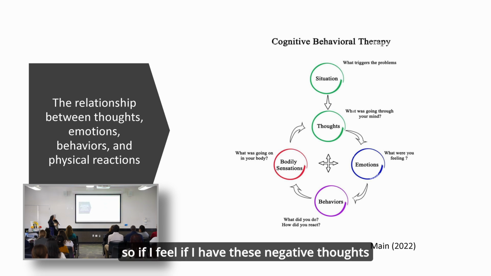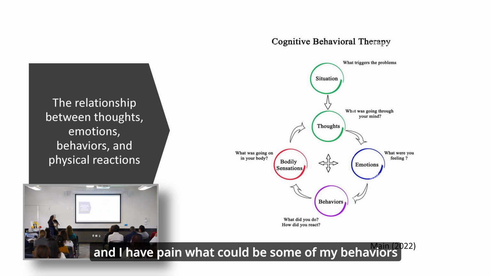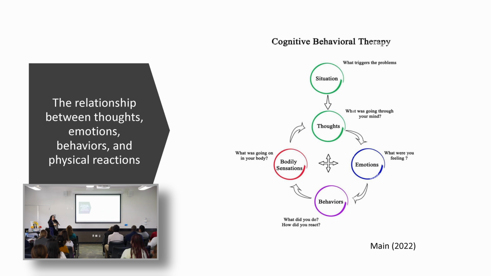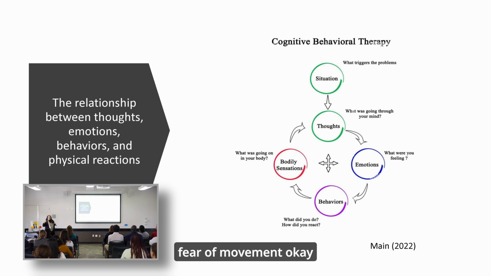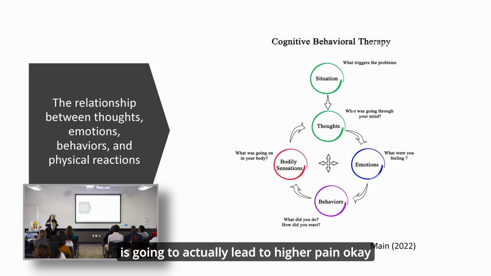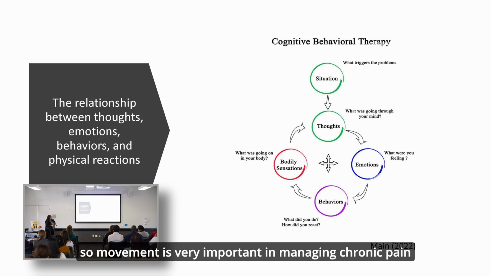And then what am I going to do? So if I have these negative thoughts, if I have anxiety, fear, and I have pain, what could be some of my behaviors? What do you think? Anyone? Yes. And in particular with chronic pain, for example, fear of movement, because it hurts, is actually going to lead to higher pain. The research indicates that the more fear of movement you experience, the more pain you're going to experience. It maintains pain because you're not moving, you're protecting your body. And so your brain kind of learns, oh, don't move your arm, you're going to break it.